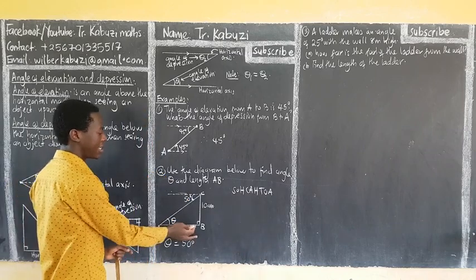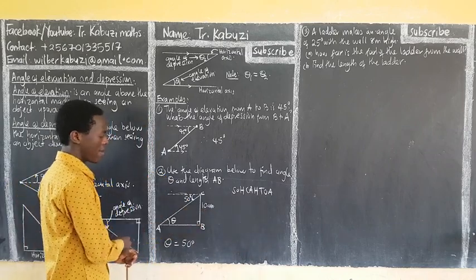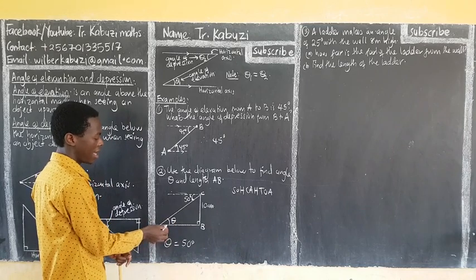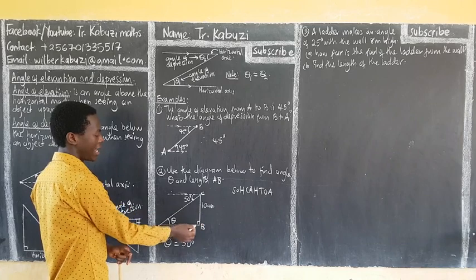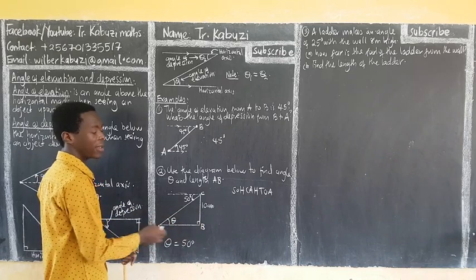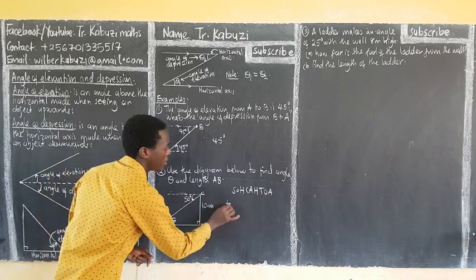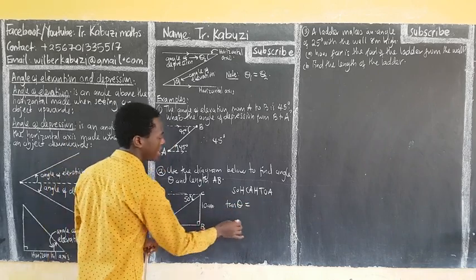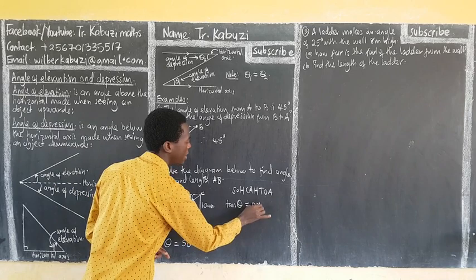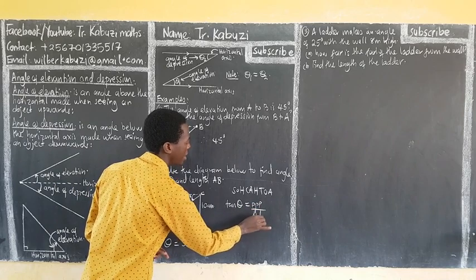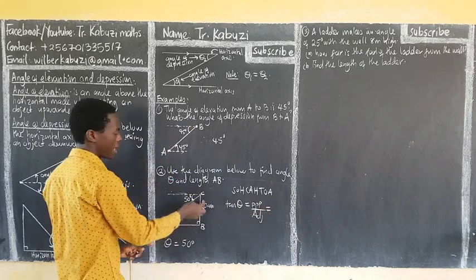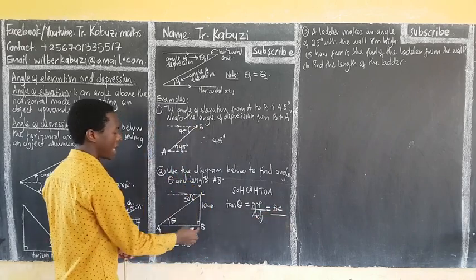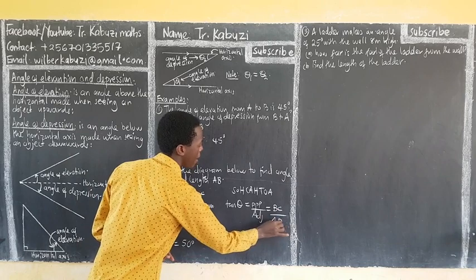Now, I need this, I have this. So what am I going to use? I have the angle, which is 50 degrees. If I have the opposite and I need the adjacent, with the angle there, I'm going to use tan. So tan theta is going to be the opposite over the adjacent. Our opposite here is BC, over the adjacent, which is AB.